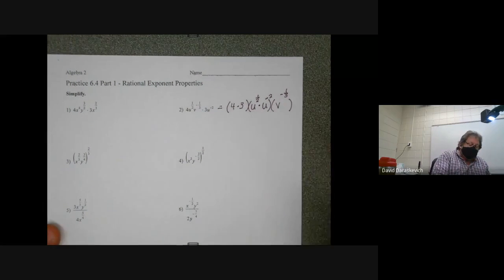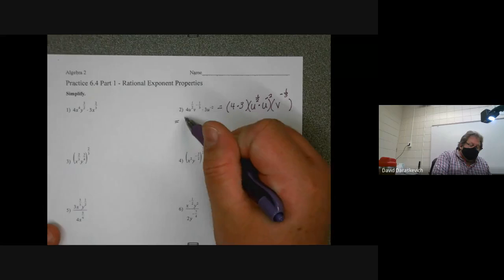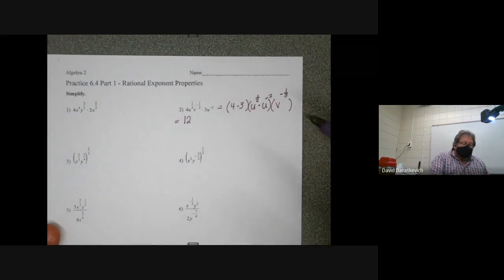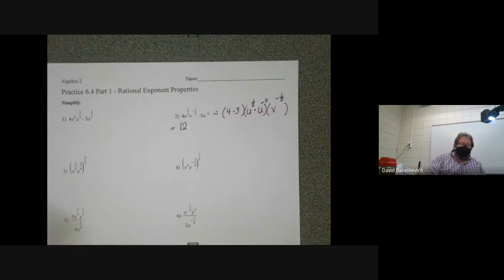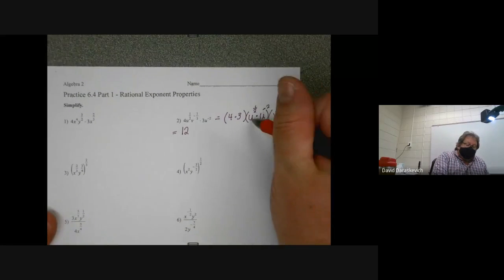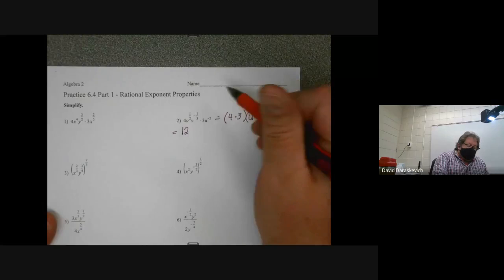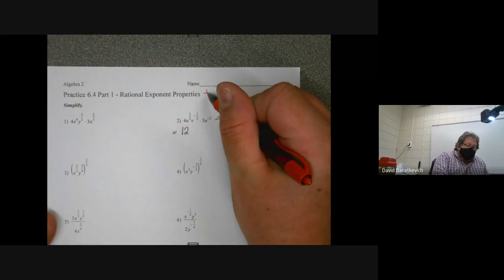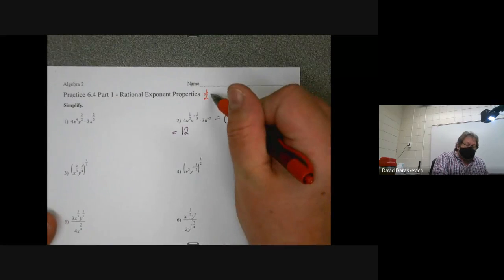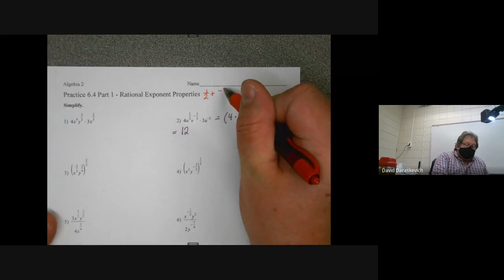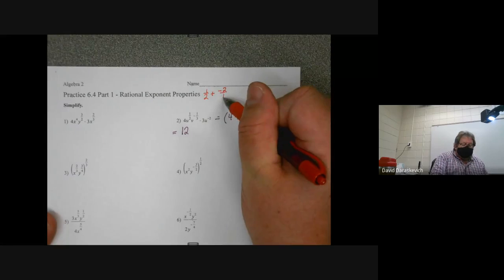Okay. So now I'm going to do my individual groups here. So 4 times 3, 12. I have U to the 1/2 plus -2. So I'm going to do this off to the side. Same base, add the exponents. That's the property. So I have 1/2 plus a -2. Now I'm going to put that -2 over 1 because I'm dealing with fractions here.